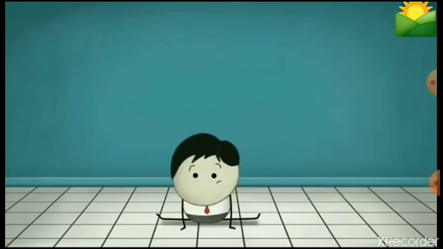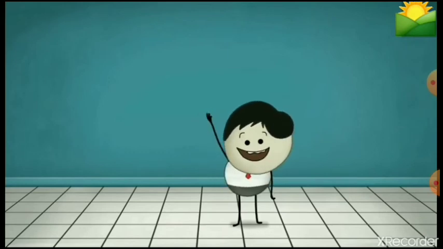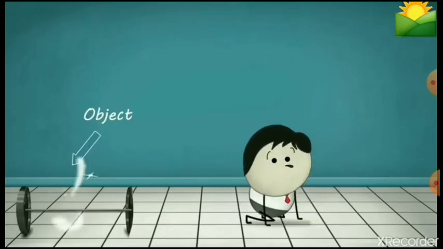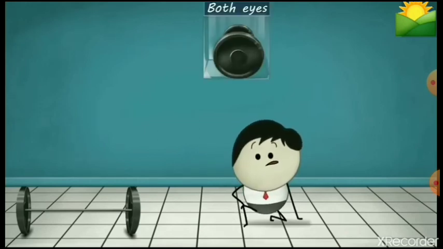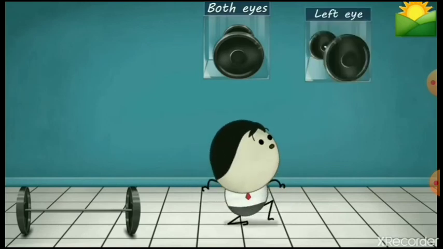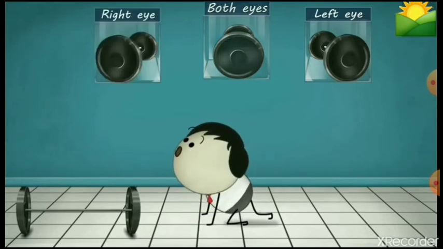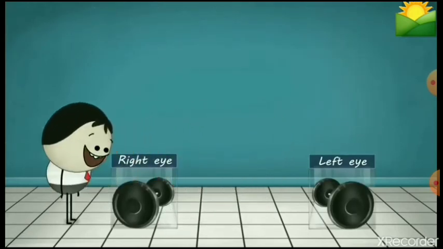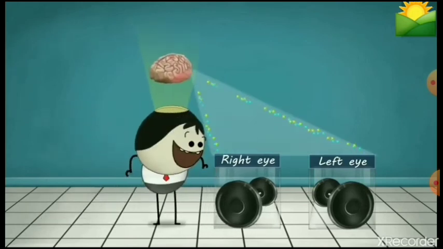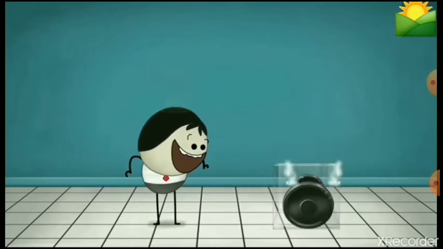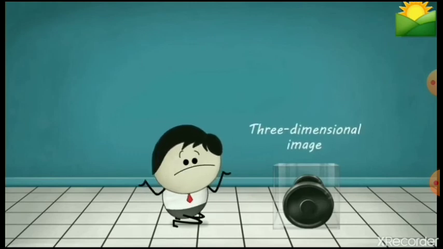Did you know that our eyes see the same object at a slightly different angle? You don't believe? Alright, look at this object. Both your eyes see the object like this. When you see from your left eye only, the object will look like this. When you see from only your right eye, it looks like this. Our eyes send these slightly different images to the brain. The brain blends these images together to make a three-dimensional image of the object.